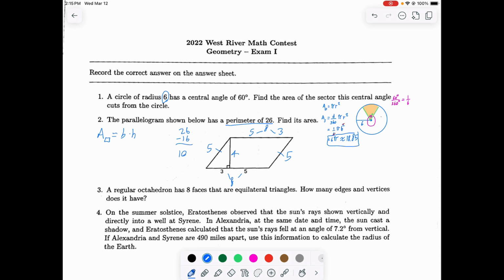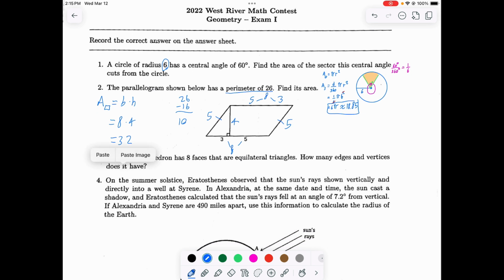Now, in looking at this, we can go ahead and get the area of this rectangle by just being like, oh, the base is 8 and the height is 4. That is going to be 32. So the area is 32. All right, we'll go on to the next problem in just a moment.